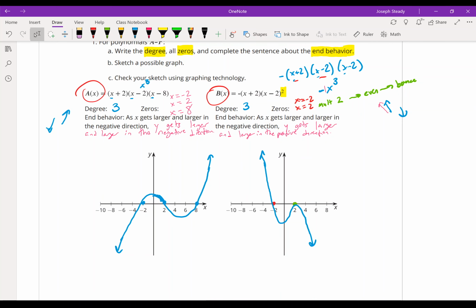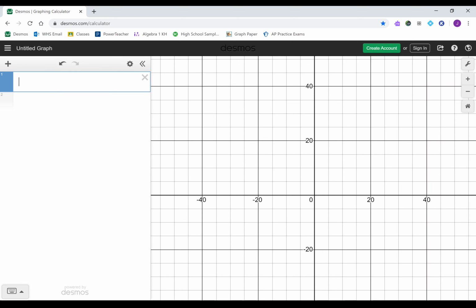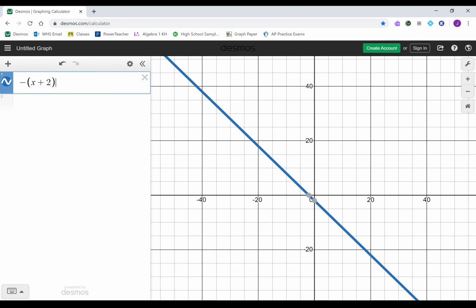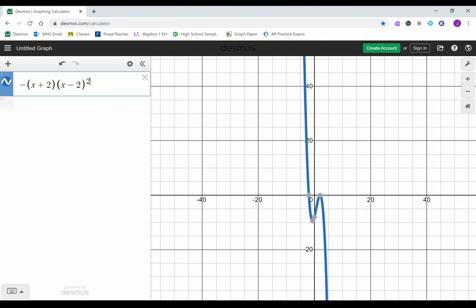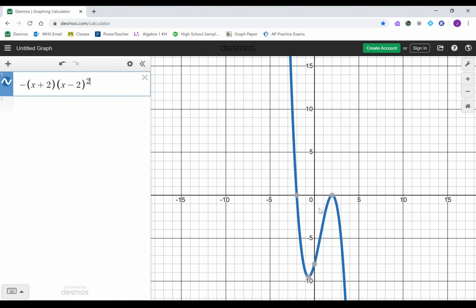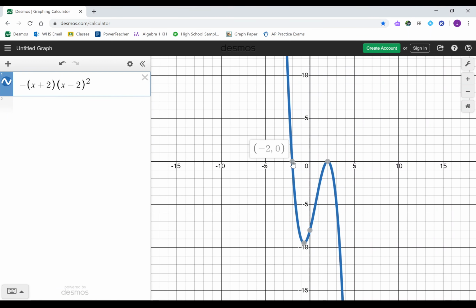Let's go and check our graph on Desmos here. So we have -x + 2 times x - 2 squared. And there's our graph. We can see there's our x-intercept, and we go straight through at -2. Here's another x-intercept at +2, and we bounce off.